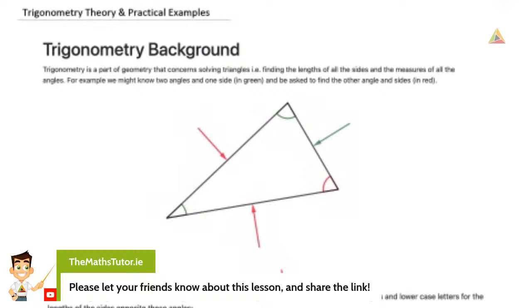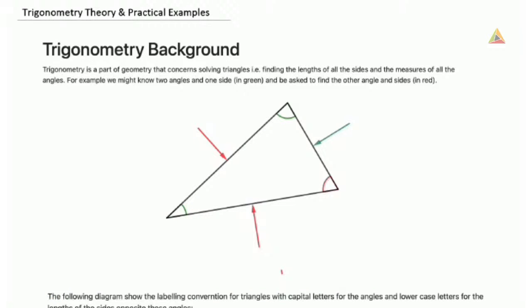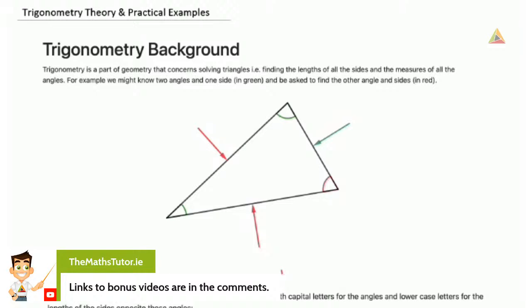Okay, so the first thing there is trigonometry is a part of geometry that concerns solving triangles. So this means finding the length of all of the sides and the measures of all of the angles. For example, we might know two angles and one side, which is in green, and then you might be asked to find the other angle and sides, which is in red.